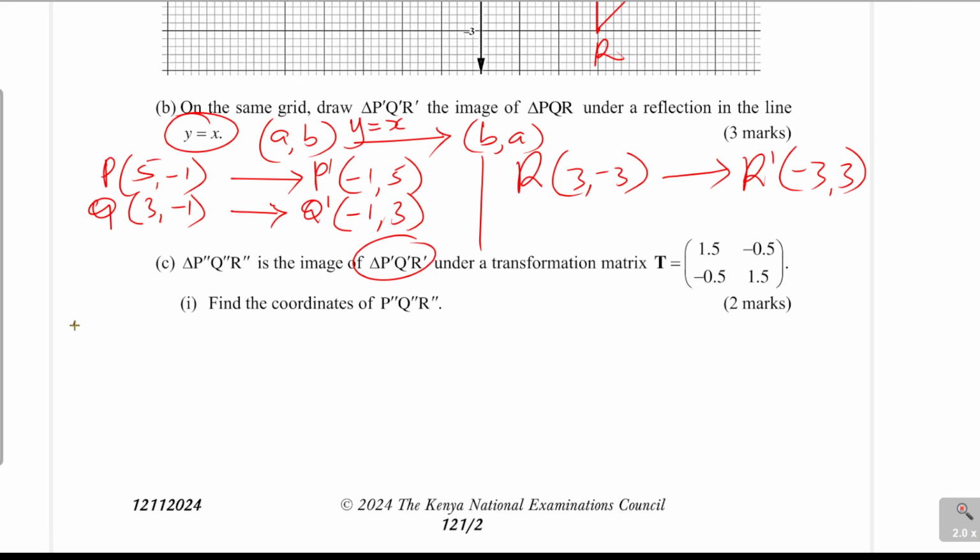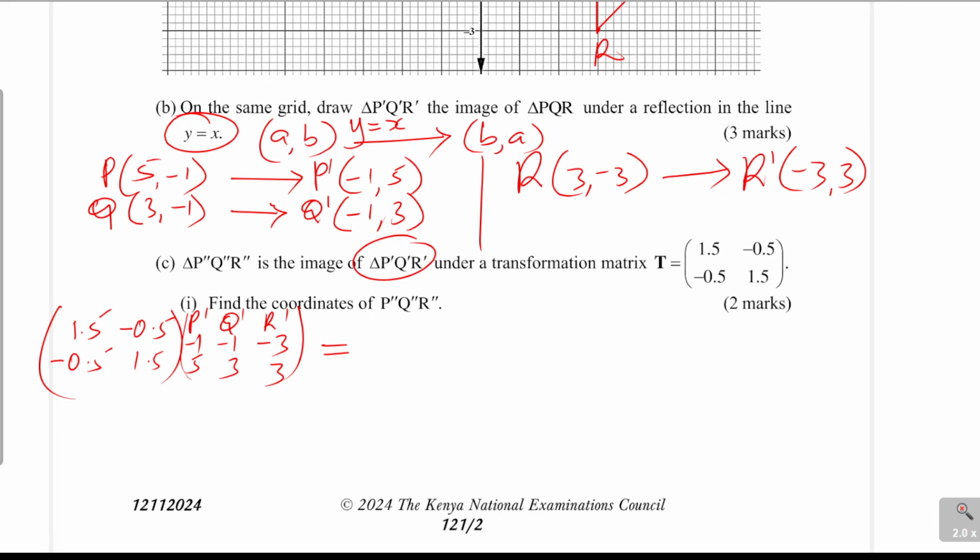So you have 1.5, negative 0.5, negative 0.5, 1.5, like that. So you have P prime, Q prime, R prime. Negative 1, 5 for P prime, negative 1, 3 for Q prime. Then R prime, negative 3, 3. Like that. Please ensure you are able to multiply these matrices.